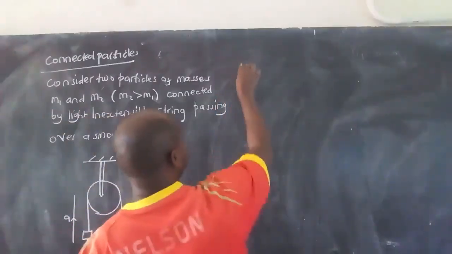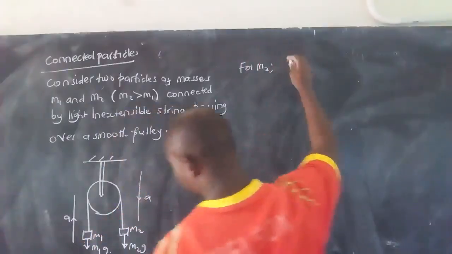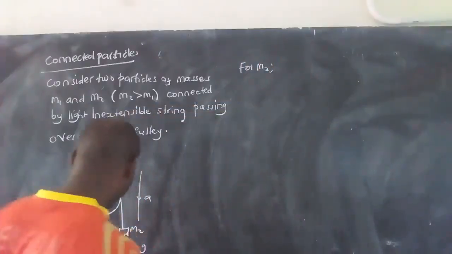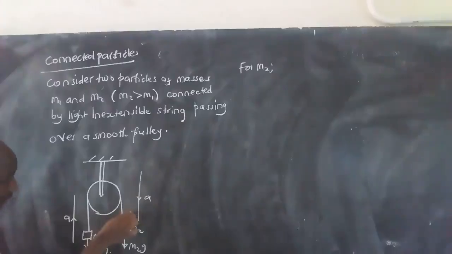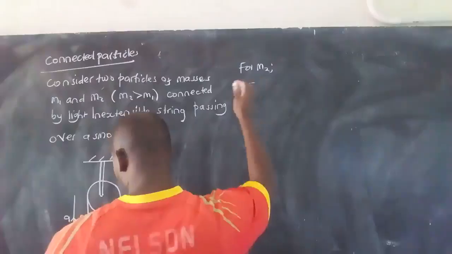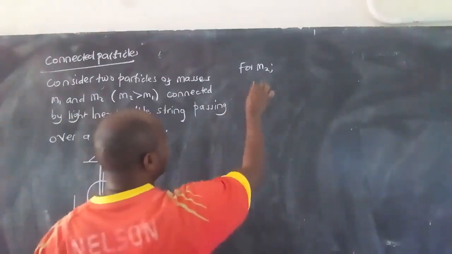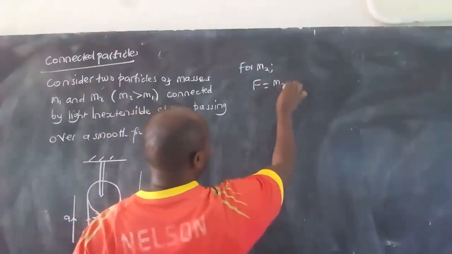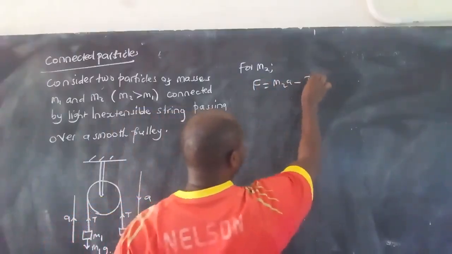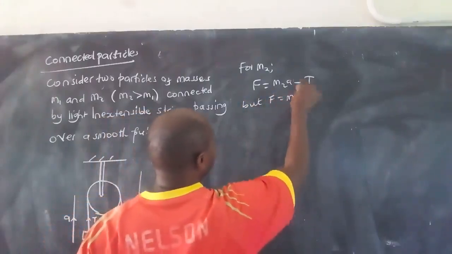Say for m2 kilogram, we shall now say the resultant force here. There is a string here, there is tension here, there is also tension here. It is the same tension because it is the same string. For m2, this one is greater than this, so the resultant force will be equal to m2a, and remember, F is the same as ma.